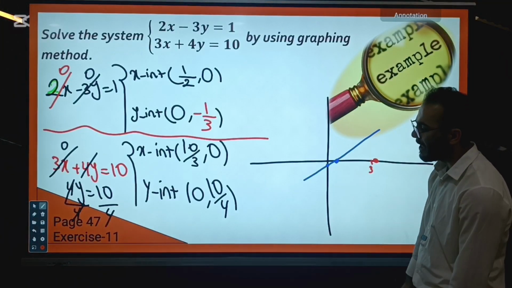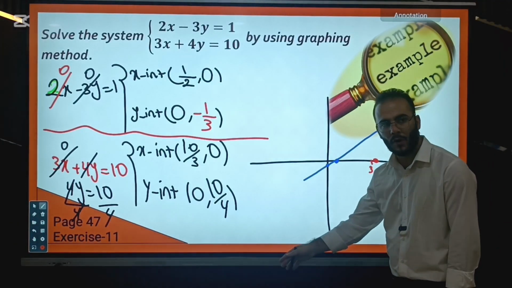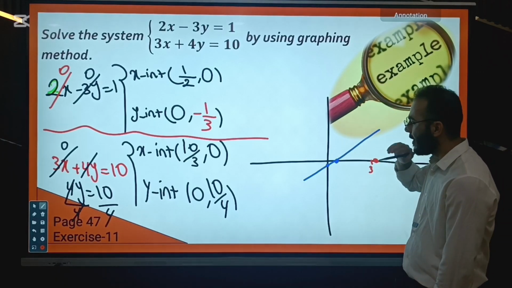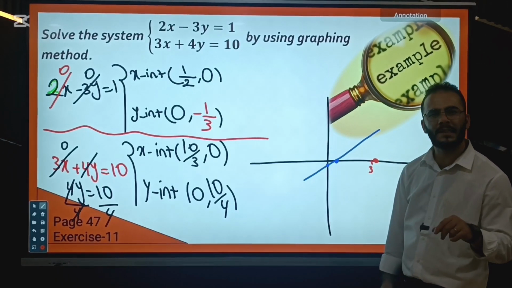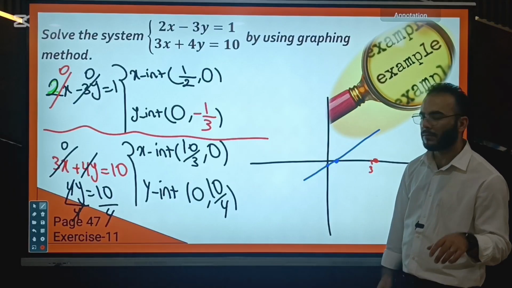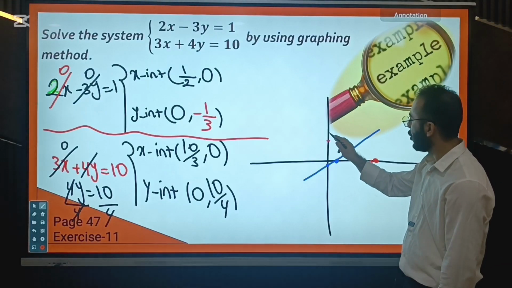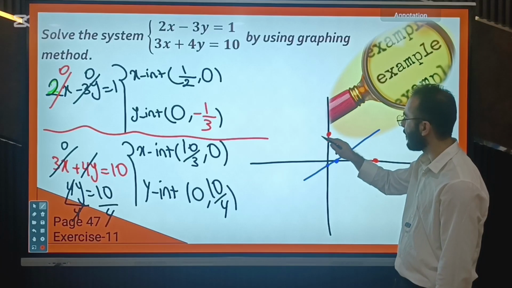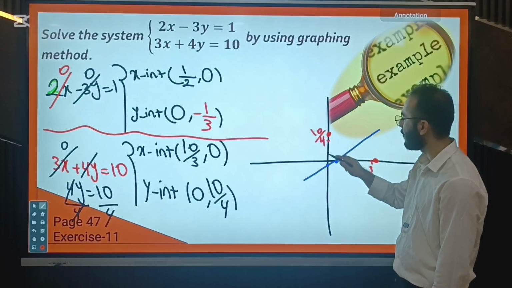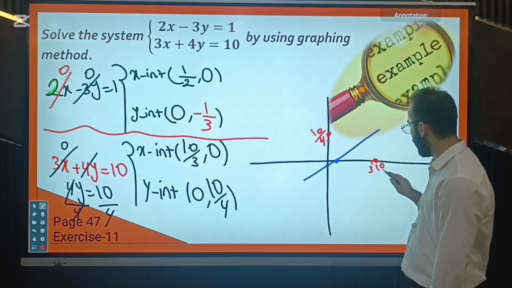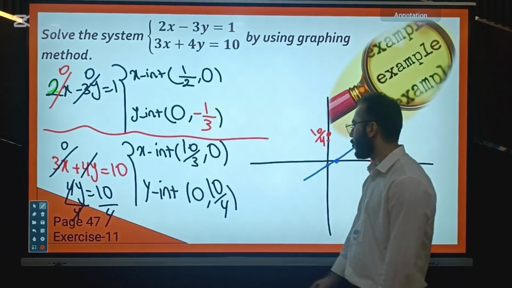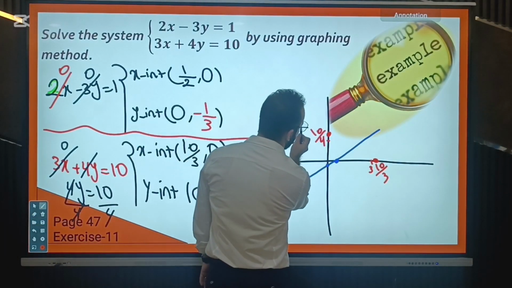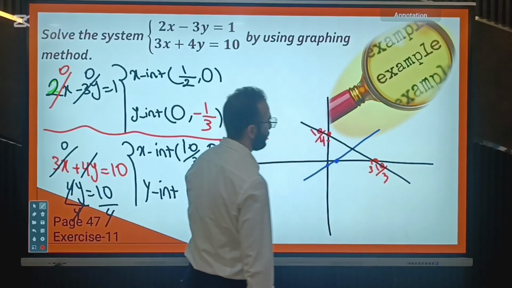And how about 0 and 10 over 4? So 10 over 4, it's on the y-axis. So it's positive, so go up. Perfect. 10 over 4, it's 2 point, let's say half. Okay? So if here is 2, 10 over 4 would be somewhere around here. So let's just imagine this is 10 over 4, and here is 10 over 3. Perfect. So let's just join them. Here is going to be the graph.